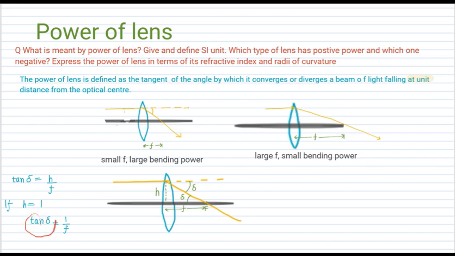So instead of tangent, I can also write, let me just move this tangent a little bit upwards. So power equals 1 upon F. Fine. So this is the formula for power. Let me just put this inside a bracket. This is the formula for power.